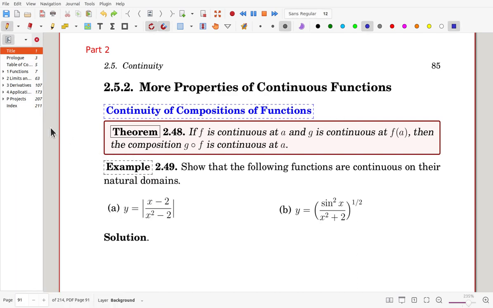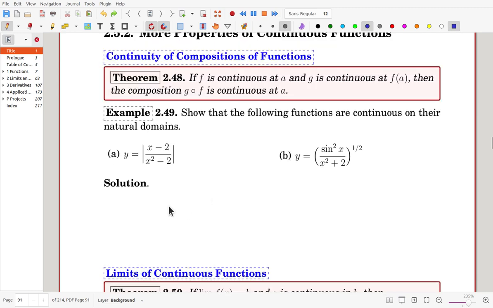Let's state the theorem. If f is continuous at a point a and g is continuous at f of a, then their composition is continuous at point a. I'll try to explain the theorem in a little more detail by solving this problem.